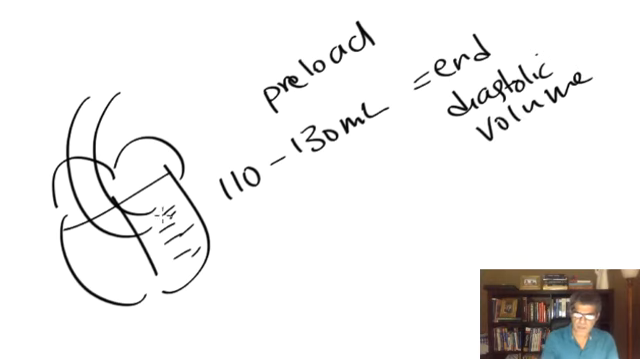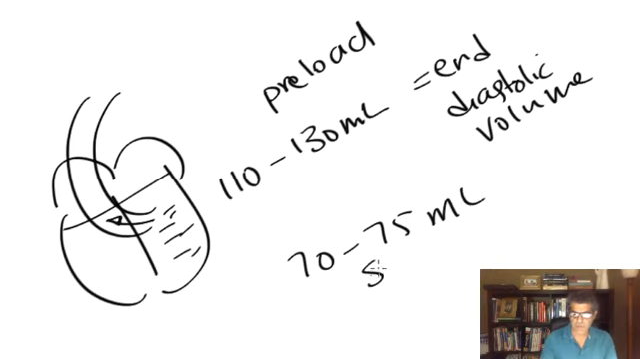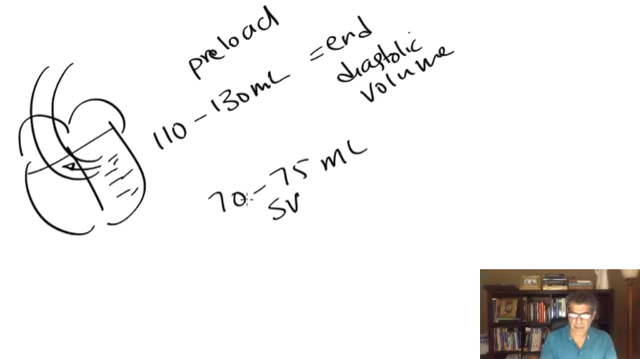Every time this heart beats, we said it's going to send out, let's say, around 70 to 75 ml. That's called a stroke volume. So what percentage of this blood is being pumped out? Well, this percentage is called ejection fraction. Ejection fraction is equal to stroke volume divided by end diastolic volume, this one, times 100.